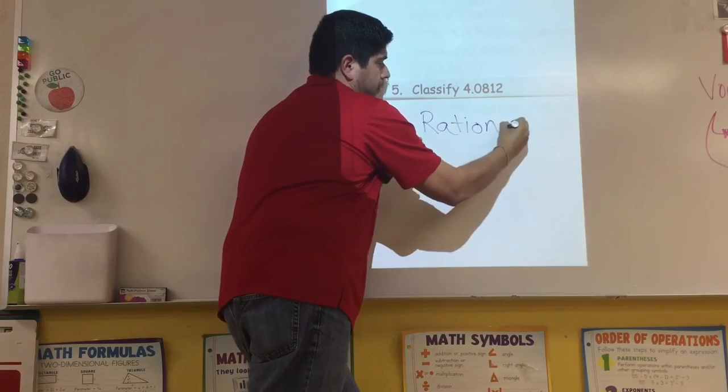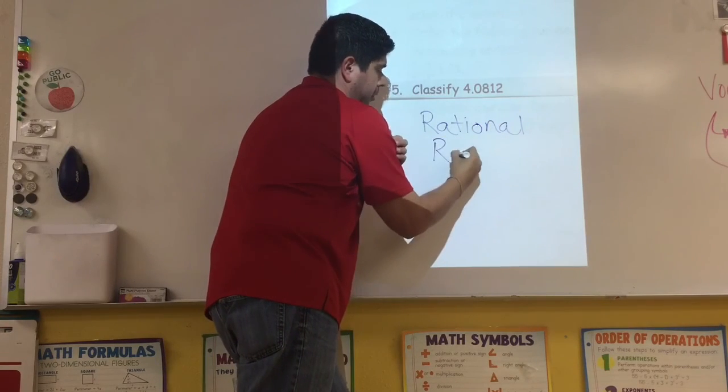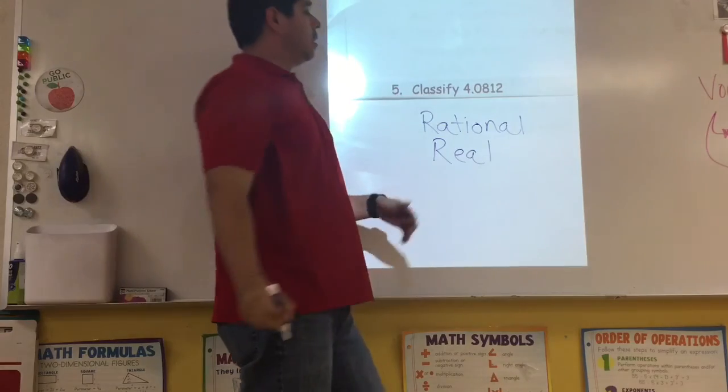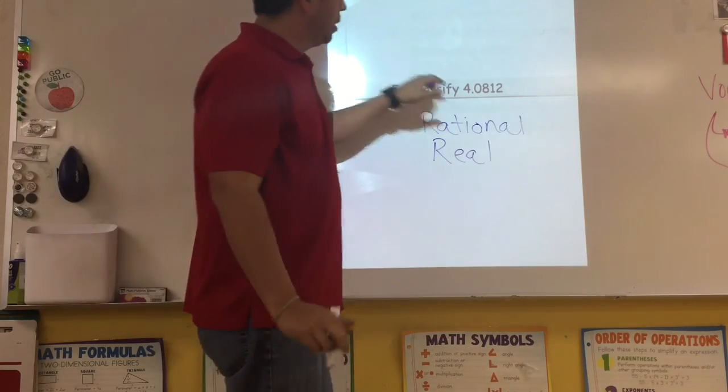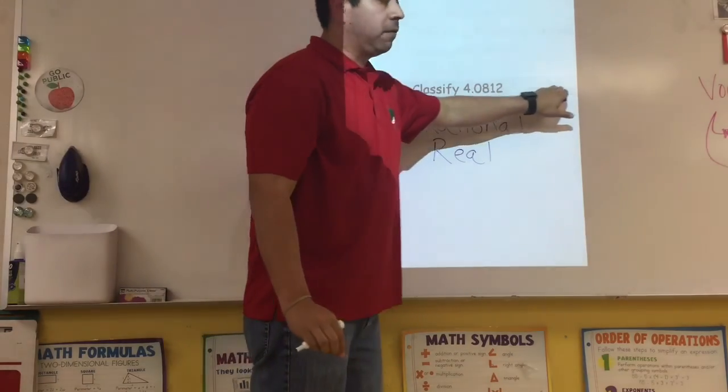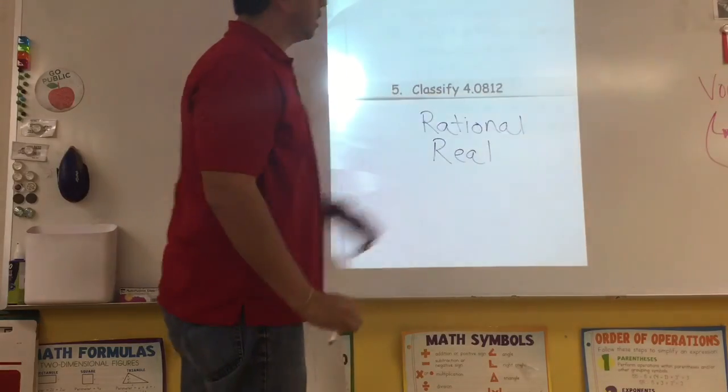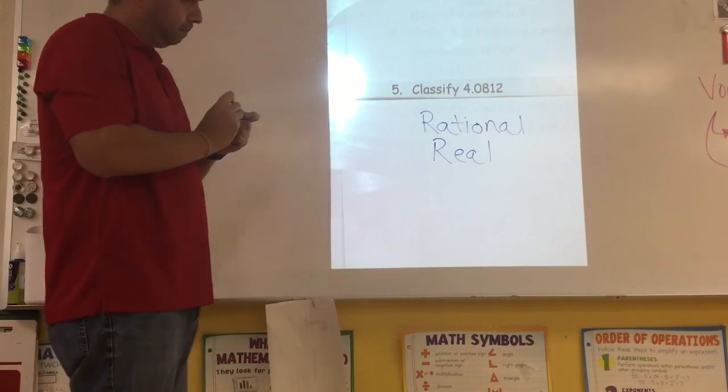It is rational. It's also a real number because real numbers are all the numbers. It's not irrational though, because remember, irrational numbers go on forever and ever. Okay, this one doesn't, it stops. So that's why it's just rational and real.